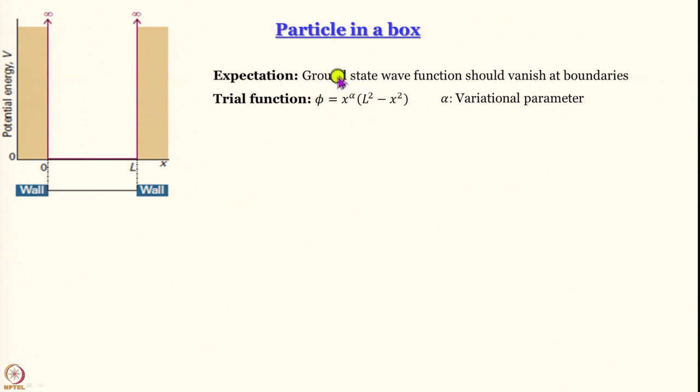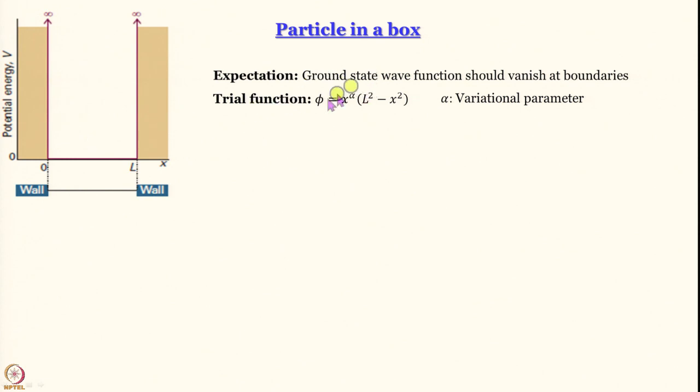Okay, does it satisfy the expectation? At x equal to 0, this x to the power alpha equal to 0, so the wave function is 0. At x equal to L, L square minus x square will be equal to 0, so again the wave function is 0. So, at least that is satisfied. And is it symmetric with respect to this L by 2?